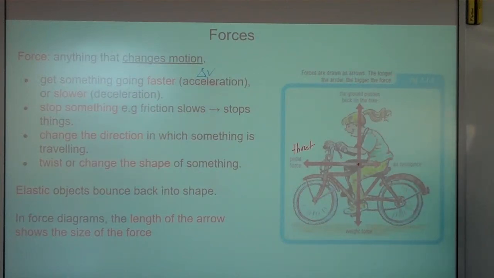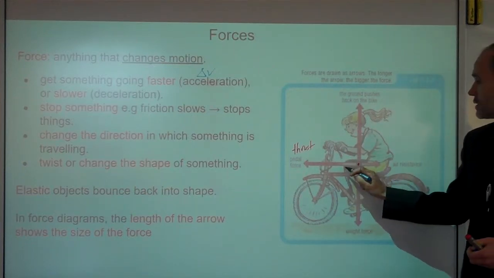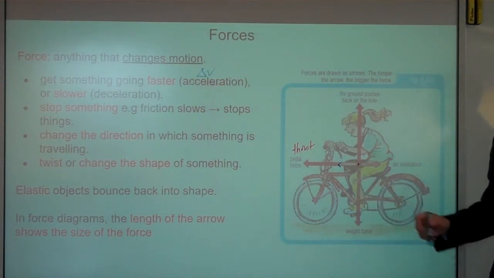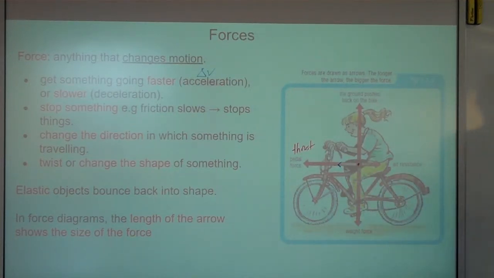If she was already riding, doing 10 kilometres an hour, and didn't want to accelerate anymore, at that point the arrow can be this big. The amount of thrust that she puts into the bike, if that's equal to resistance, but she's already moving, she will neither speed up nor slow down.